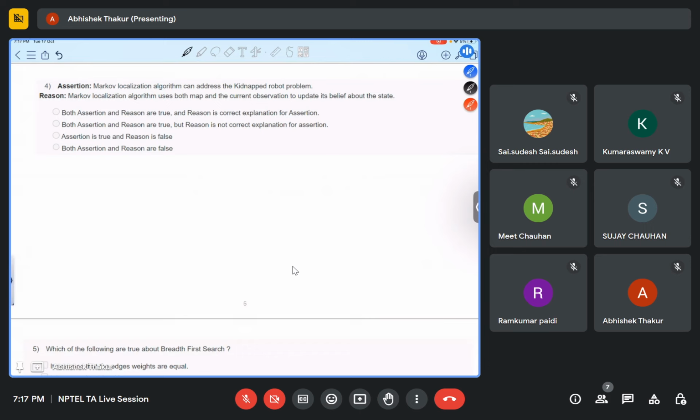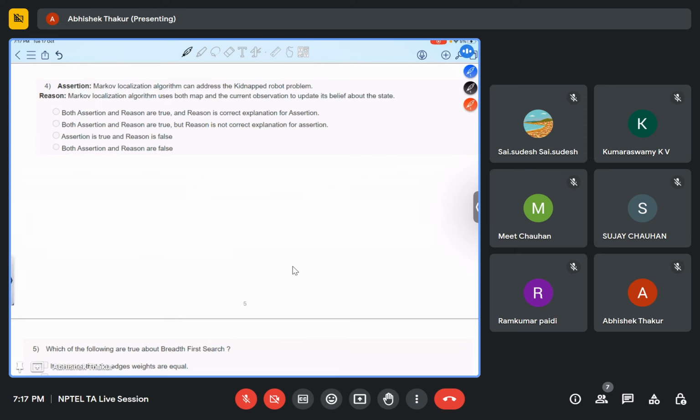So next question is the assertion and reason based question. In this, it is asking whether the Markov localization algorithm can address the kidnapped robot problem. So we have seen that it can address. And the Markov localization algorithm uses both map and current observation to update its beliefs about the state.